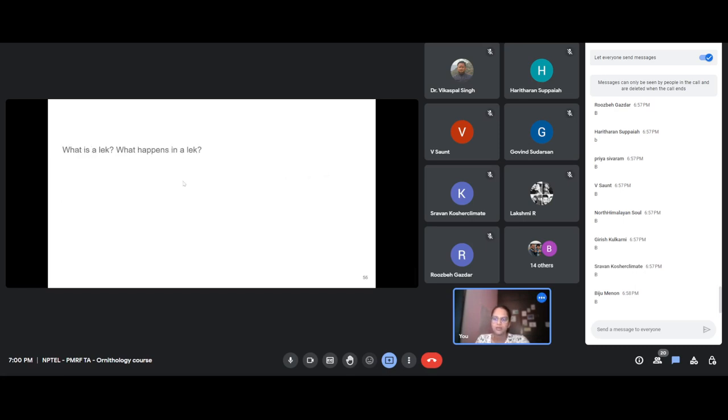Okay. So tell me, what is a lek and what happens in a lek? Yeah, Lakshmi. A lek is a large gathering of, I know only of one lek, that is the sandgrouse lek, where the males compete with each other for the females' attention.